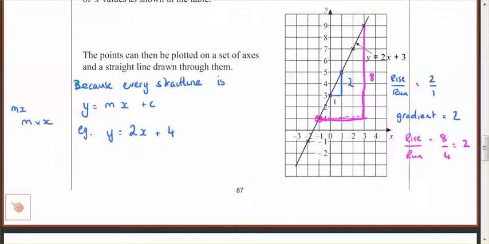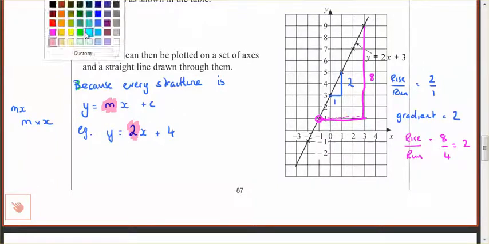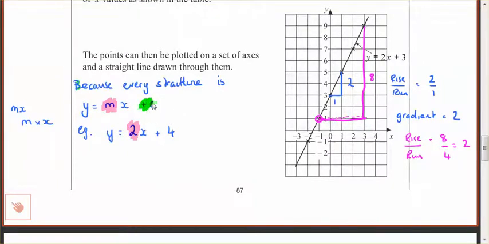So that means that m will be this number, and different colour. C, which we've not looked at yet, but, well, we have another, will be the plus 4. Okay, so we then know that this number, 2, the m, so m is found by doing the gradient. Okay, so m is the gradient, which is rise over run. Okay, that helps.